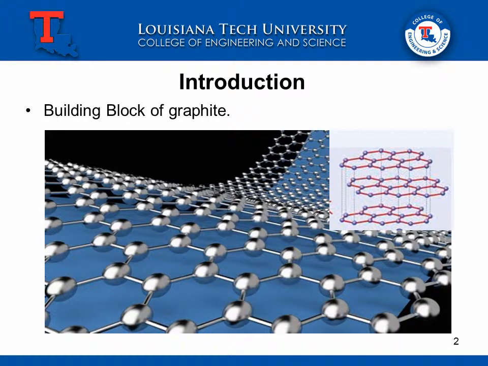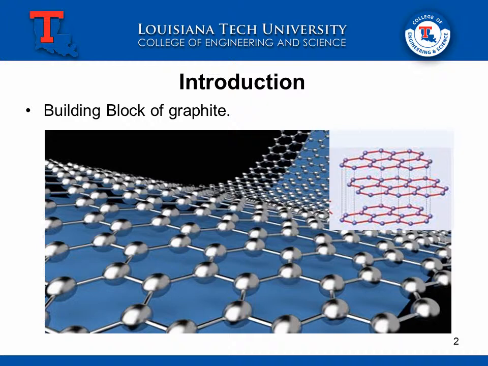So, what is graphene? Graphene is a building block of graphite. Graphite is composed of multiple layers of graphene. Normally, one layer of graphene has a thickness of 0.34 nanometer.